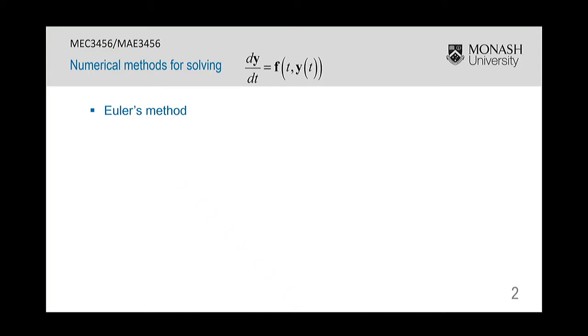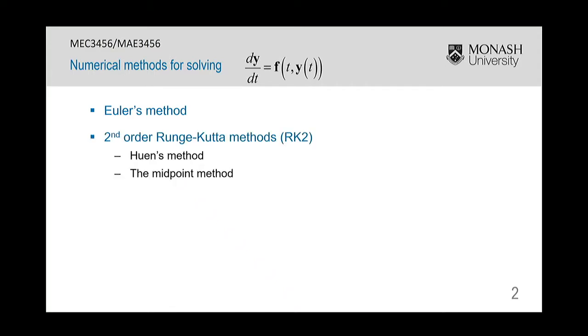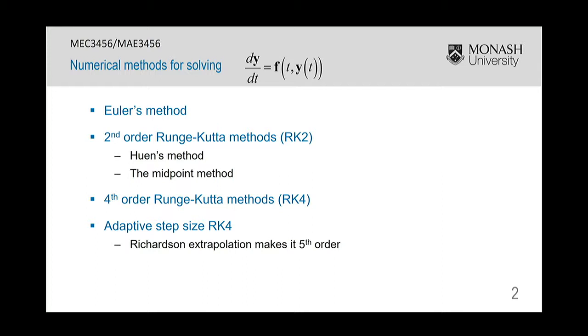So the methods that we've looked at so far are Euler's method, second order Runge-Kutta methods, Heun's and the midpoint method, fourth order Runge-Kutta methods, I'll call that RK4, and our adaptive RK4, using Richardson extrapolation to make it fifth order. So all of these have increasing accuracy.